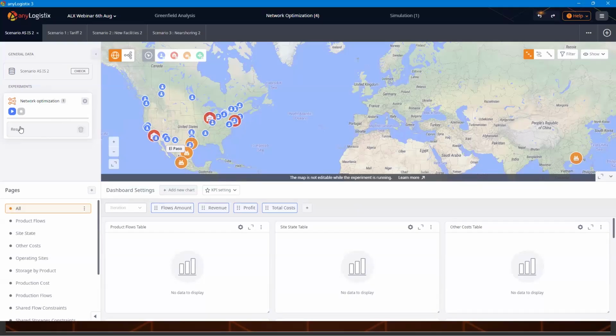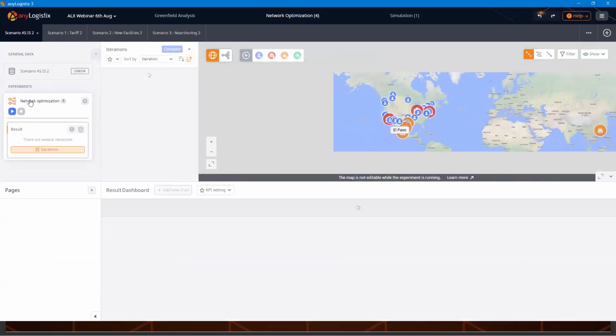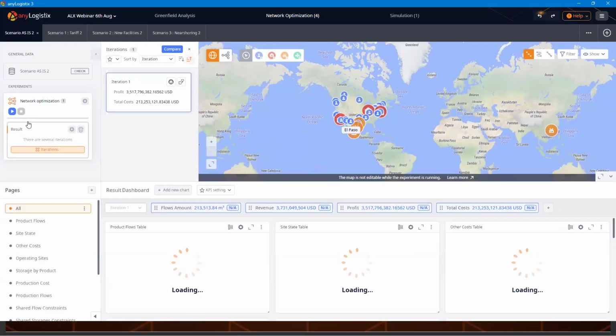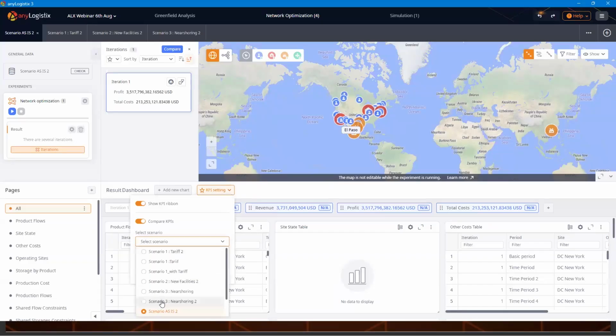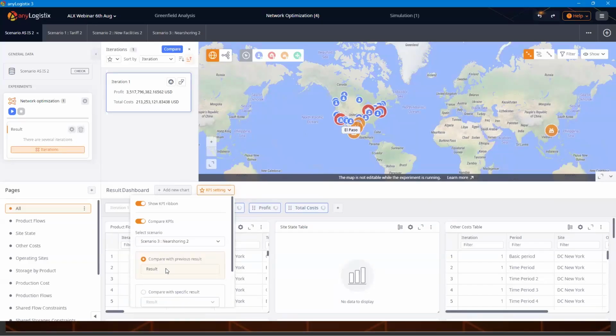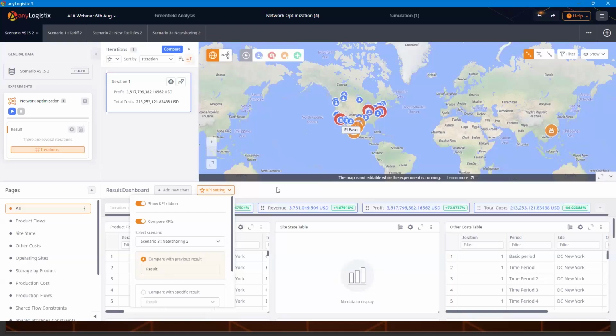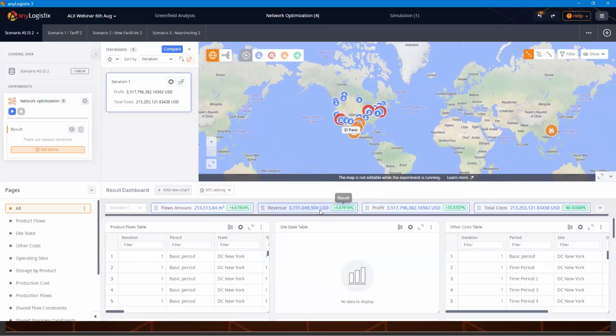So I already ran the scenario. We can run it, but it will take 1 or 2 minutes. So when you run the scenario, you will get the result like this. So in anyLogistix, let's say I have three different scenarios, so I can compare different scenarios. Let's say I can select a different one, from, let's say, nearshoring. I can select a specific result from that experiment, and you will see the comparative increase and decrease in the profit considering those two different scenarios.